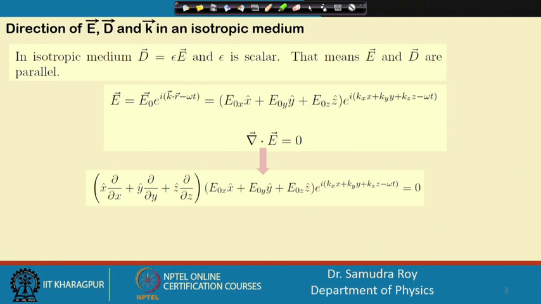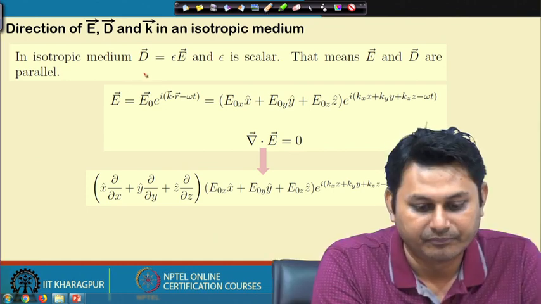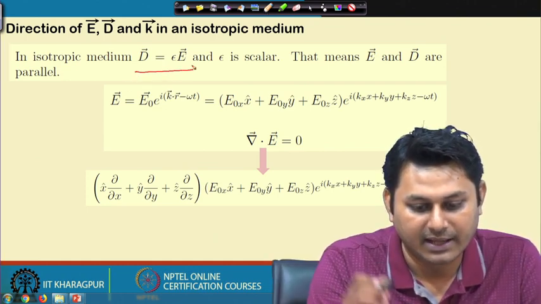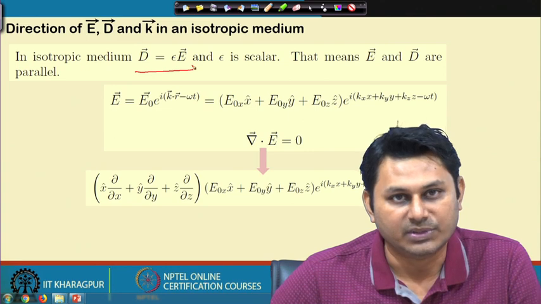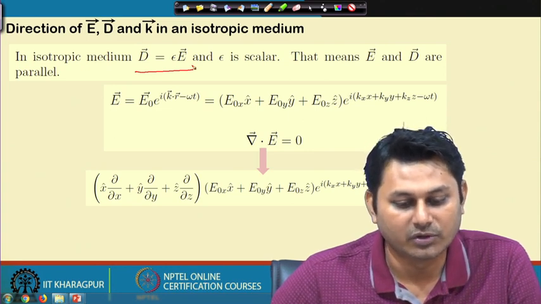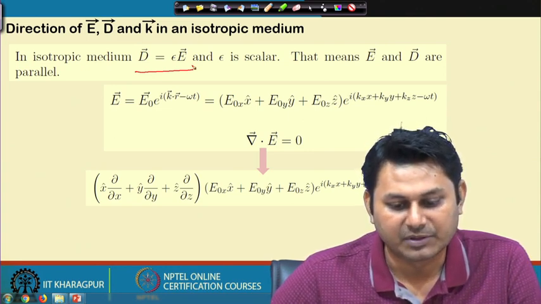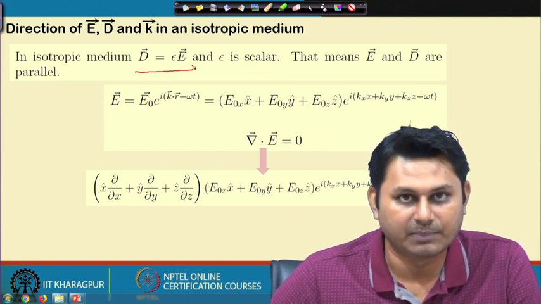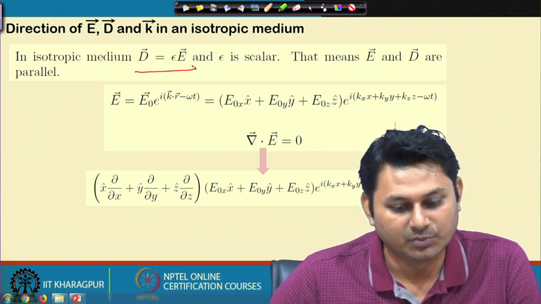Okay. So, the first topic is direction of electric field vector, D and k. Here we can see that in isotropic medium D and E are parallel to each other. So, D is equal to epsilon E, where epsilon is a scalar. If D and E are parallel, then epsilon has to be a scalar.